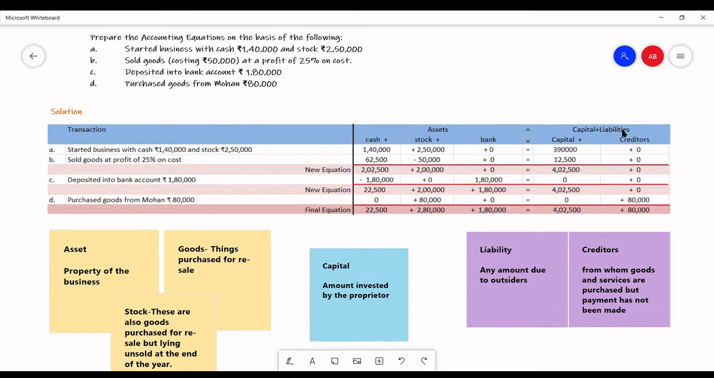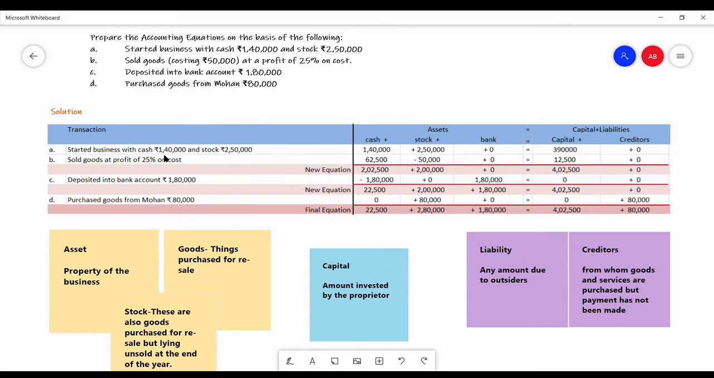So now let's begin. The first transaction reads as, started business with a cash of rupees 1,40,000 and stock 2,50,000. So below transactions, we are going to just write what we are doing. I have copied the transaction here. Started business with cash rupees 1,40,000 and stock 2,50,000.